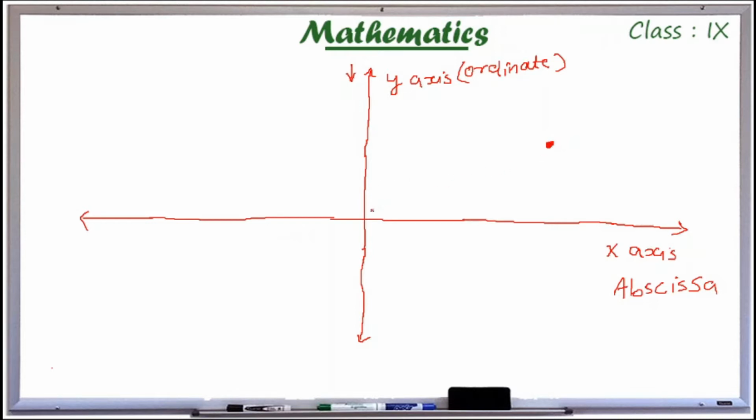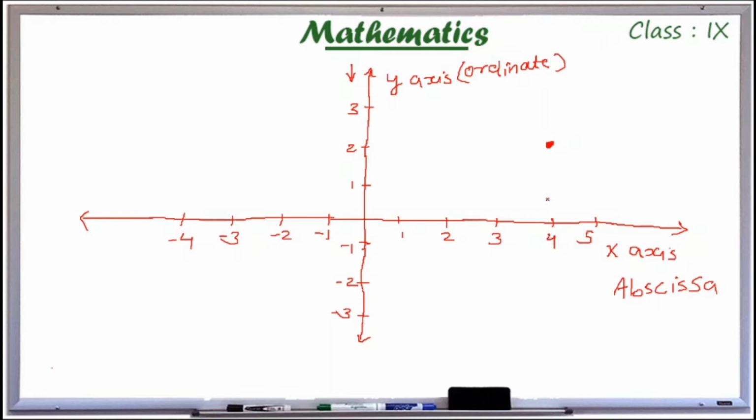Now, as we do in a number line, we have to number 1, 2, 3, 4, 5, and also for the y-axis 1, 2, 3, and minus 1, minus 2, minus 3. Now I have to find a name for that point.